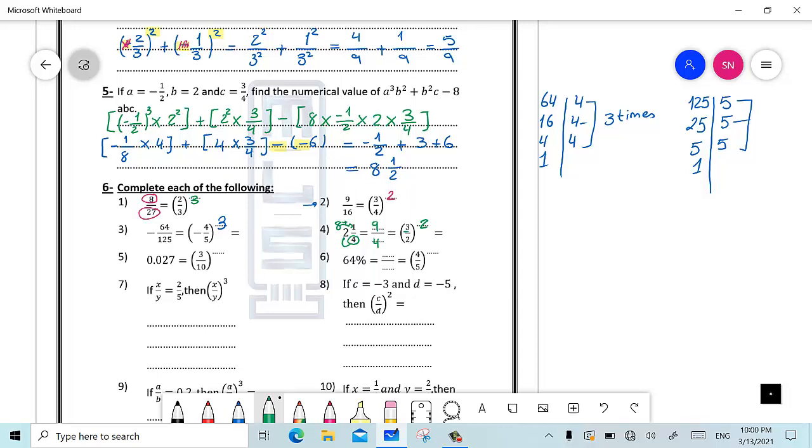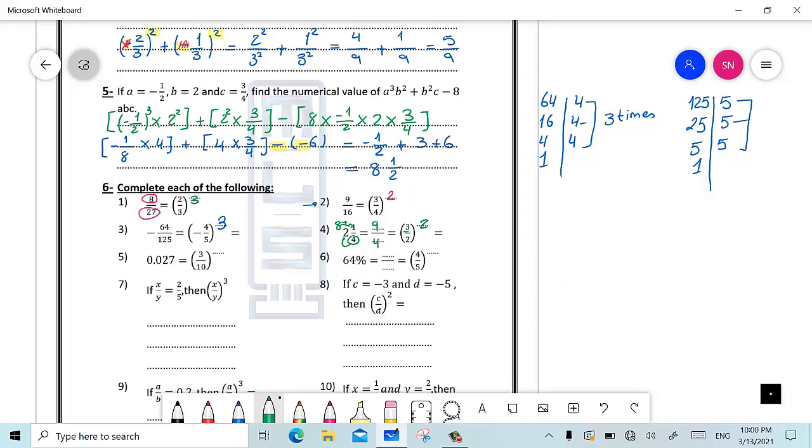By practicing more, you will get used to the powers that are most commonly used. As 2 to the power of 3 is equal to 8. 5 to the power of 2 is equal to 25. 5 to the power of 3 is equal to 125. 2 to the power of 4 is equal to 16, and so on. And let's go now for question number 5.